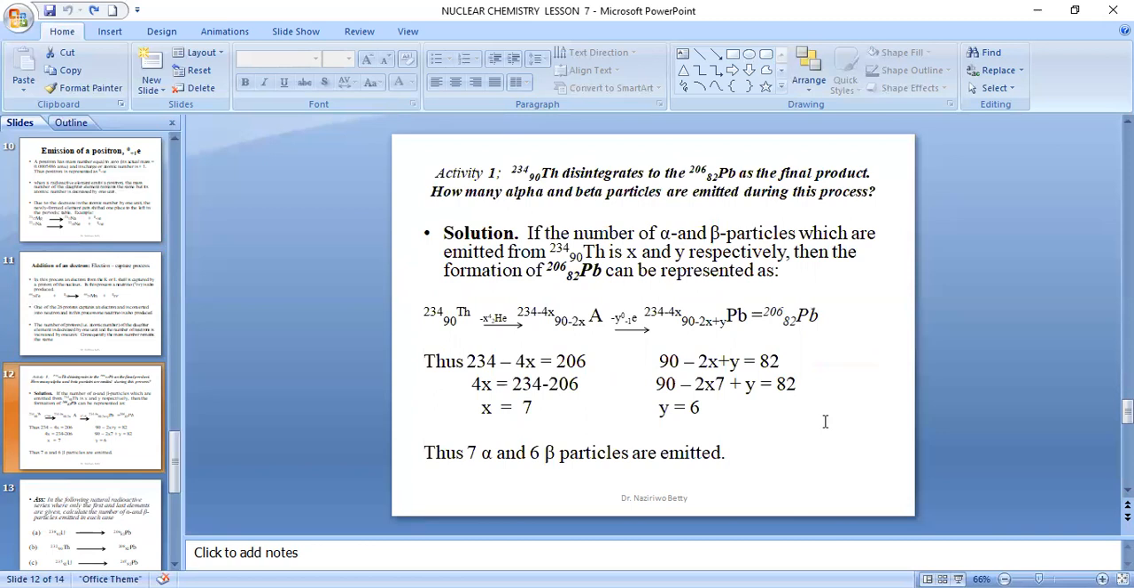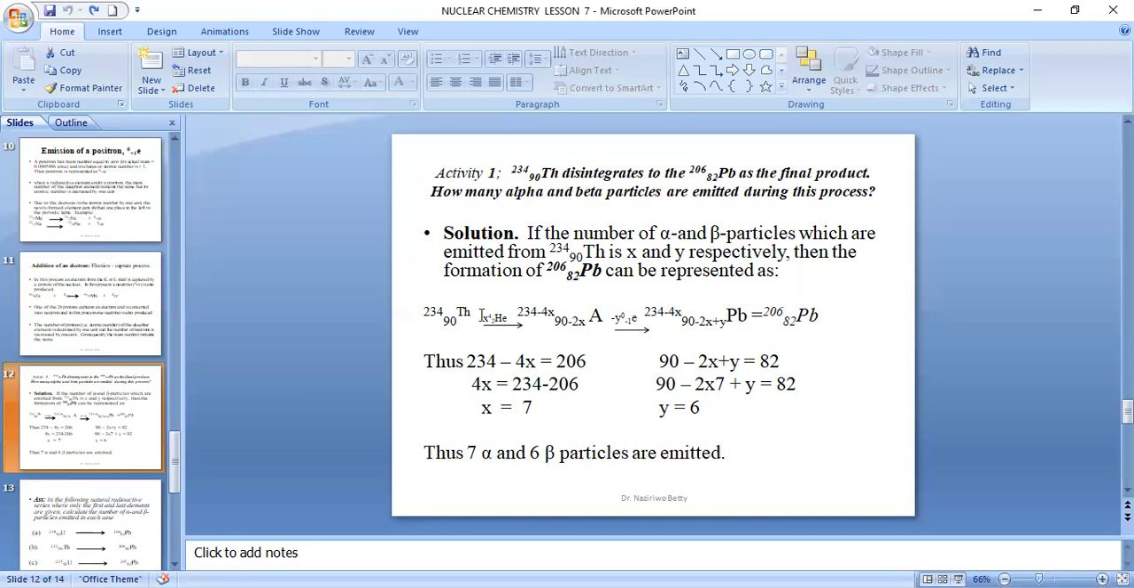The radioactive thorium-234 disintegrates to give lead-206 as the final product. How many alpha and beta particles are emitted during this process? The answer to this activity: we have to let the alpha particles be x and the beta particles be y, which are emitted in the disintegration of the thorium-234 nucleus, leading to the formation of lead-206 as the final product.